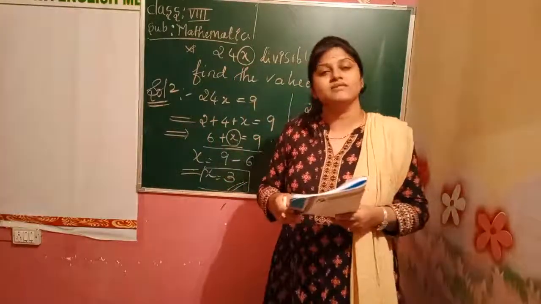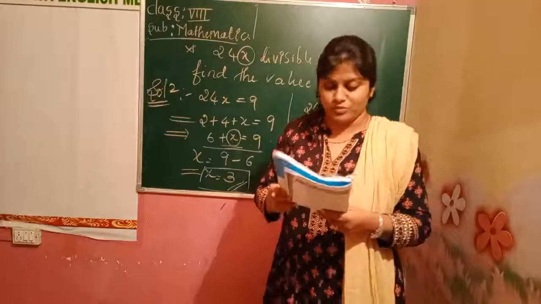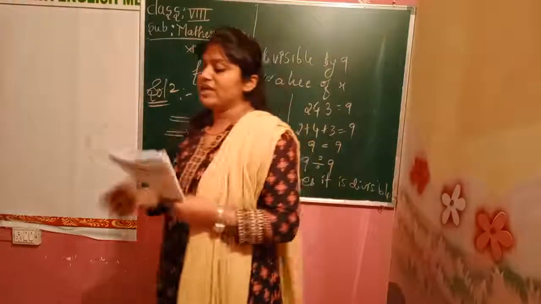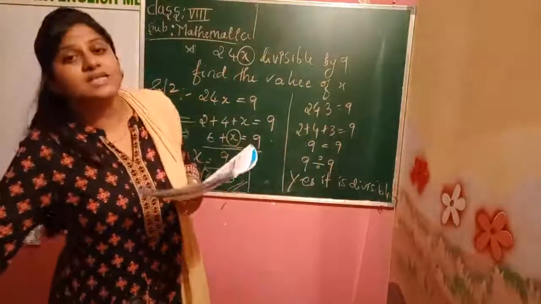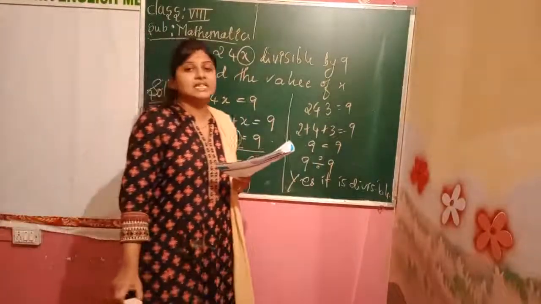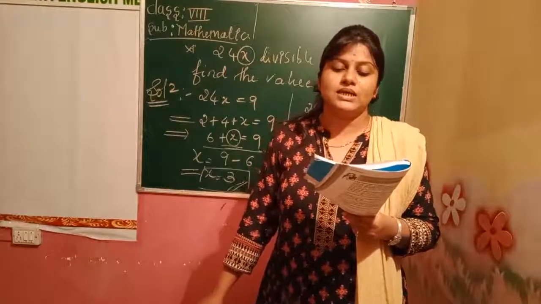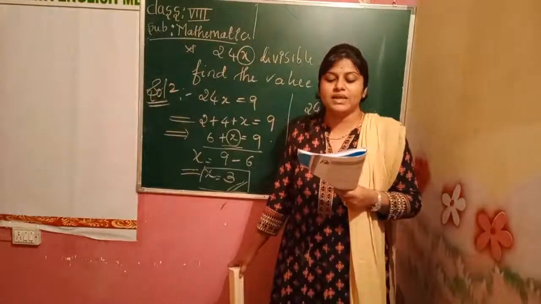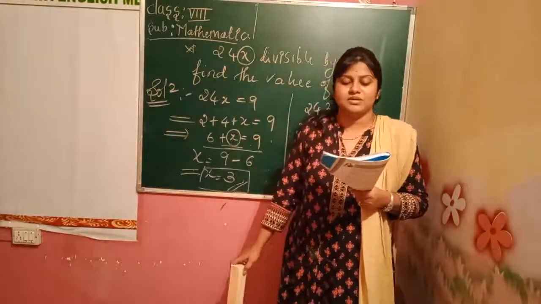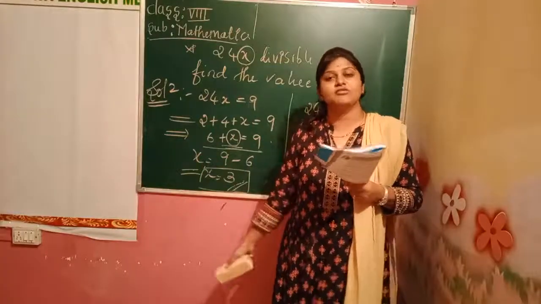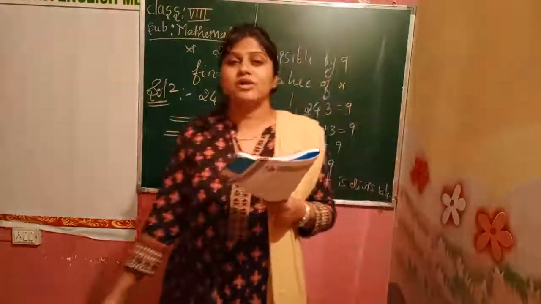Not only x, they will give other alphabets also. In your book they have given "Try these" also. You have to try by yourself. The divisibility test by 9: they have given 5 examples, 5 sums you have to try by yourself. Okay, this is the homework for you.